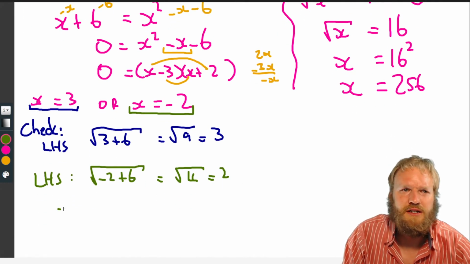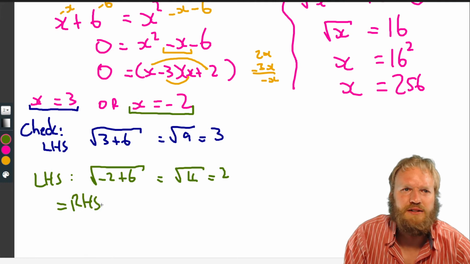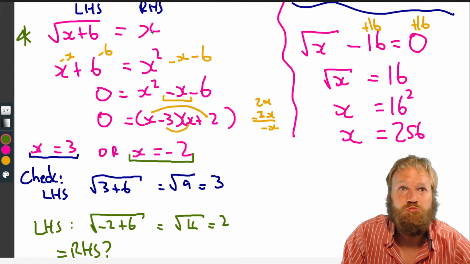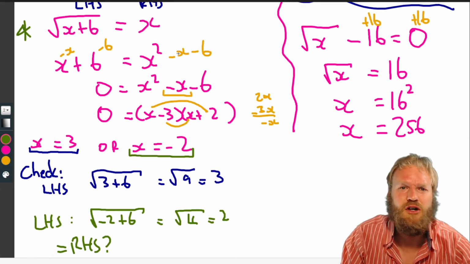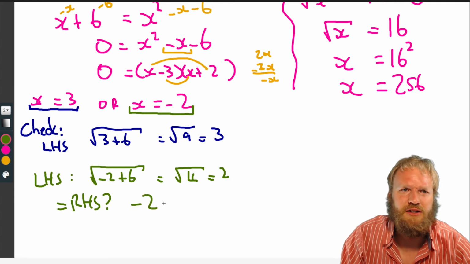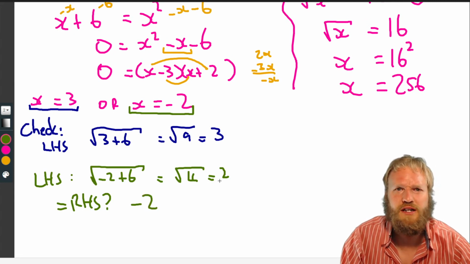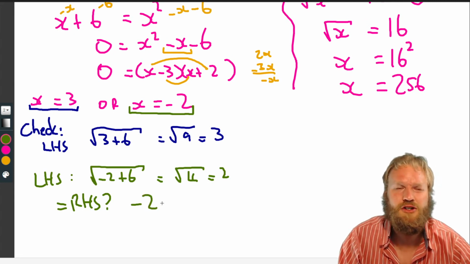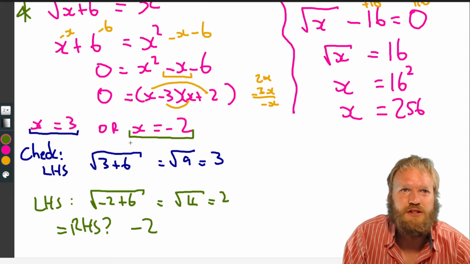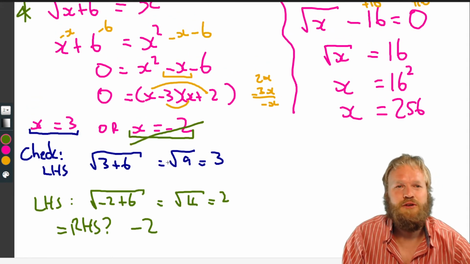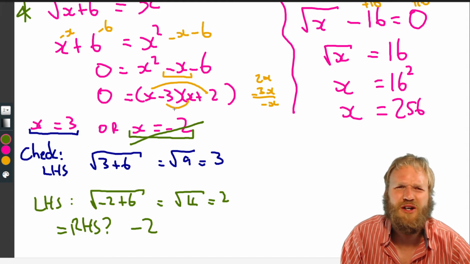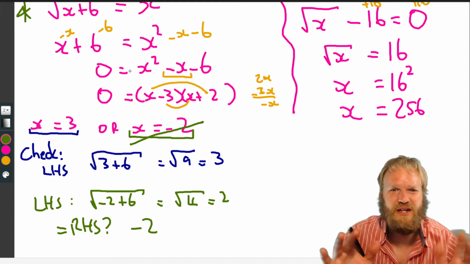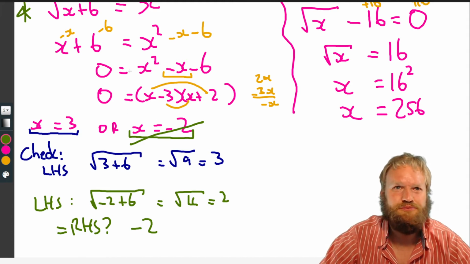Now, does that equal the right hand side? Well, wait, the right hand side is x, and x was minus 2. So the right hand side's minus 2. So no, those two are definitely not equal. 2 is not equal to minus 2. So what we can do is say, let's cross that one out. Looked like a solution, but it wasn't. So we need to check our answers at the end.